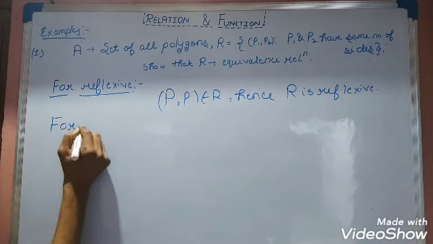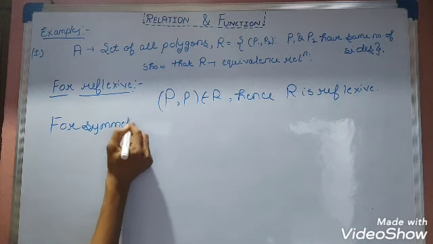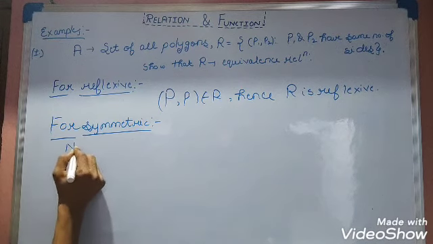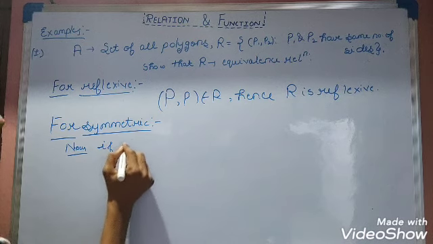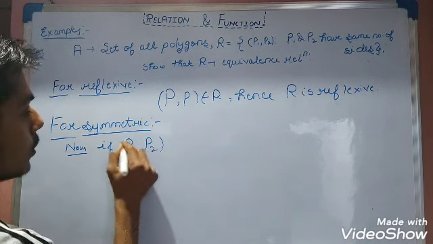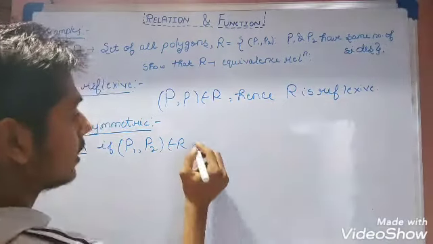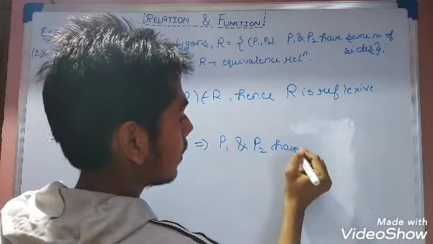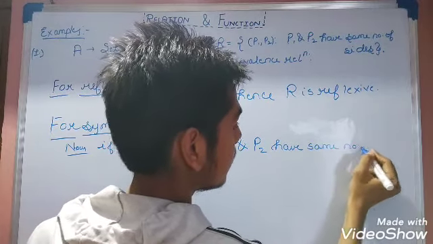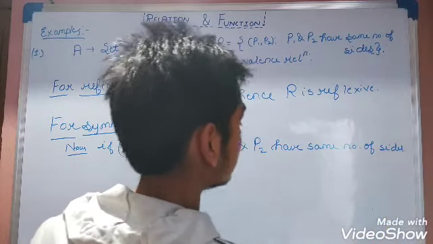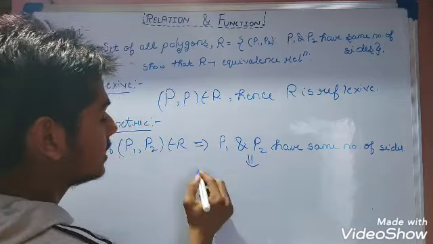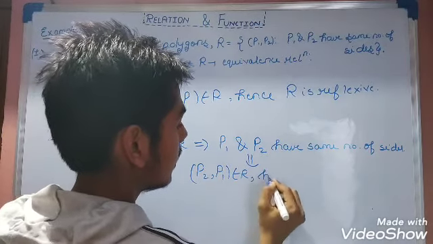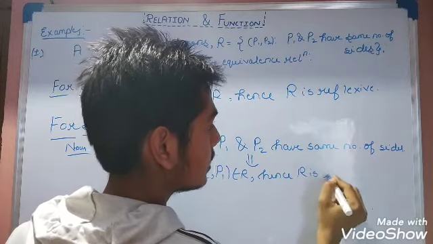For symmetric, let's check. If (P1, P2) belongs to R, it implies that P1 and P2 have the same number of sides, which in turn implies that (P2, P1) belongs to R, and hence R is symmetric.